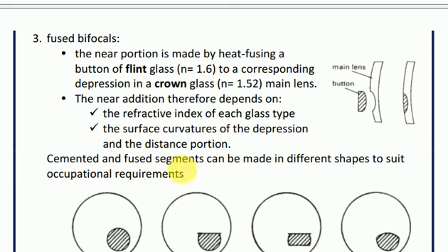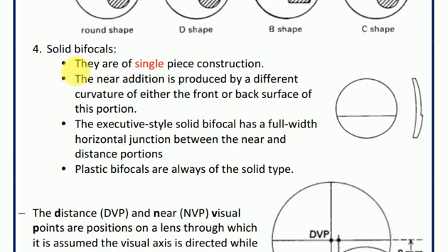Cemented and fused segments can be made in different shapes to suit occupational requirements. So these are different shapes. The glass button has a higher refractive index than the crown glass, the main lens. The fourth type is solid bifocal, of single piece construction. The near addition is produced by a different curvature of either the front or back surface of this portion.